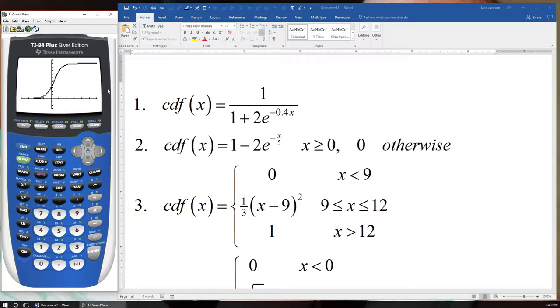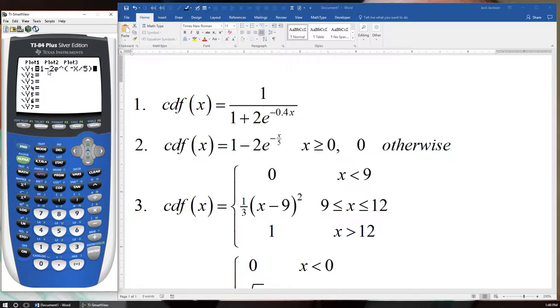Okay, continuing in the old operating system, I'm going to put all these in, then I'm going to go back and show you what it looks like in the new operating system. Okay, so on Y1 here, 1 minus 2, and it does imply multiplication, so you can just go e to the power, negative x divided by 5, close parentheses.